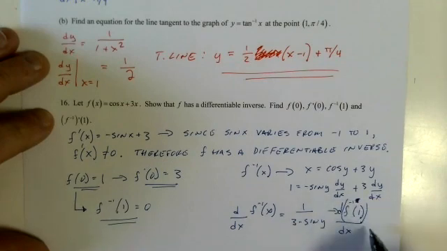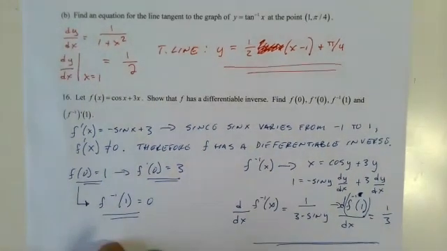G prime of x is, well, we don't put in 1. Yes, we do. Yeah, it's the y value. So if x is 1, y is 0. 1 over 3 minus sine of 0 is 1/3. More on that in 2 lessons, not the next lesson, but the lesson after that.